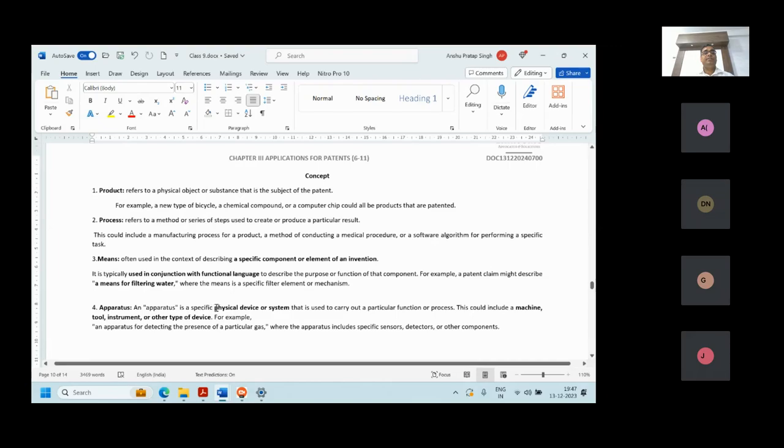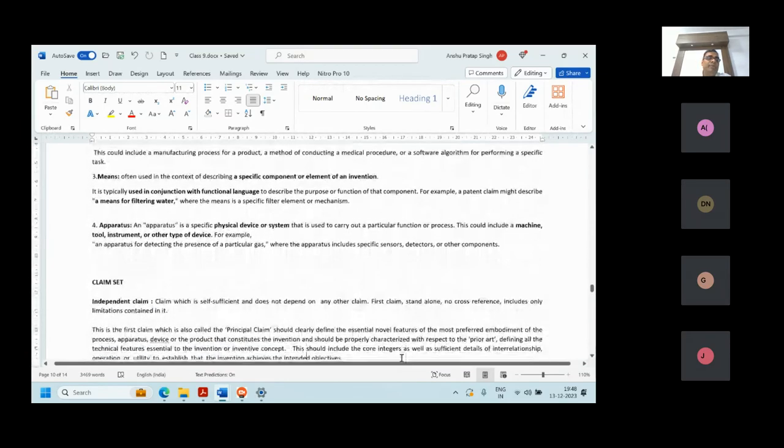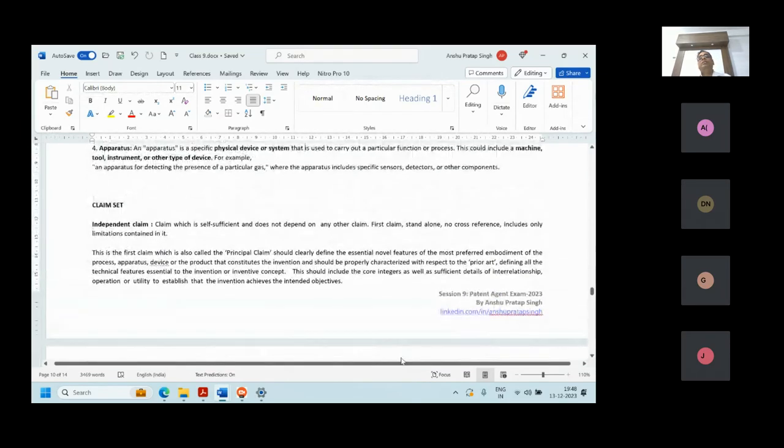Now, apparatus. An apparatus is a specific physical device or system that is used to carry out a particular function or process. Generally, it is a machine. When you are claiming a machine, physical device or system, then this is an apparatus. So you can say an apparatus for detecting the presence of a particular gas or any other thing that is considered as an apparatus. In general, more or less, there is either a product or a process. That's it. So if we focus on product or process, most of the problems are simplified.